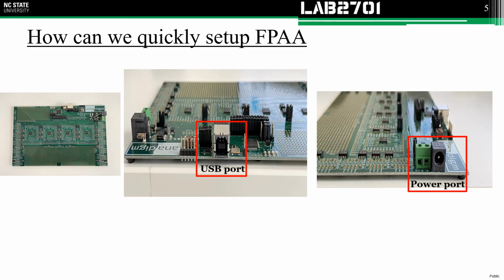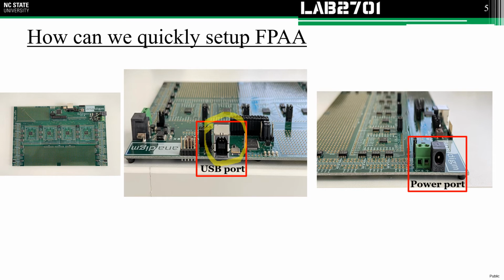After that, I'm going to show you how we can quickly set up the FPAA. Here is how the original FPAA board looks. This is the side view. There is a USB port where you connect one terminal to the FPAA and the other terminal to your desktop or laptop. The FPAA itself runs on a power supply ranging from 4 to 6 volts. Generally, when I use it, I give it 5 volts.